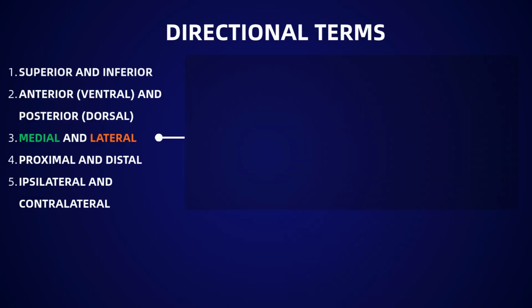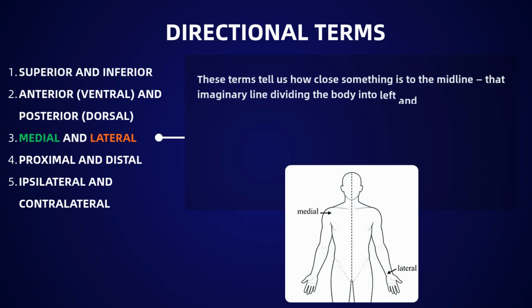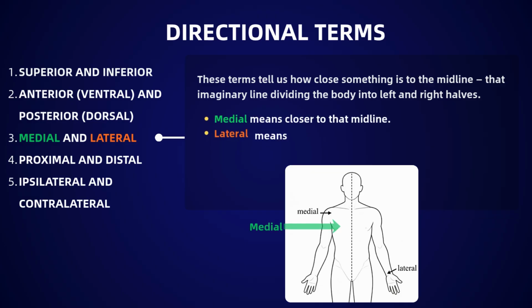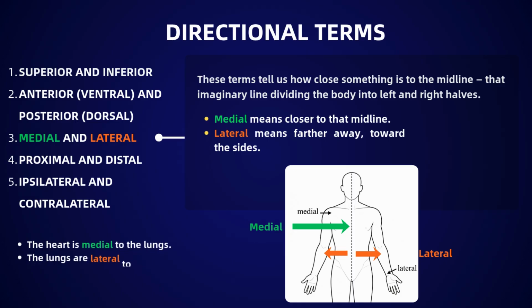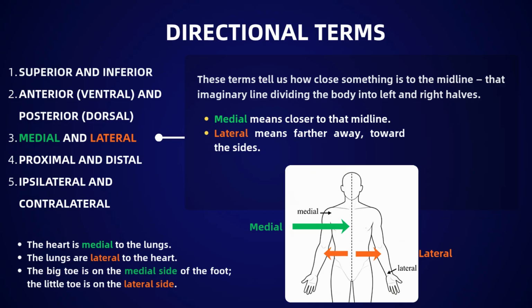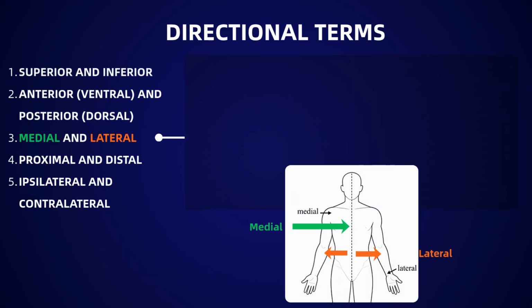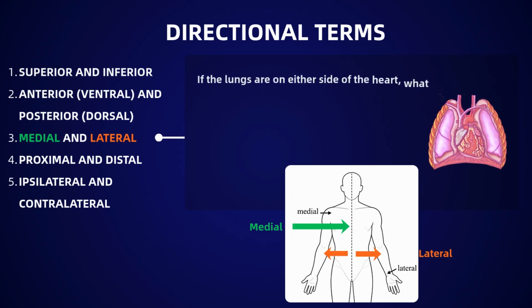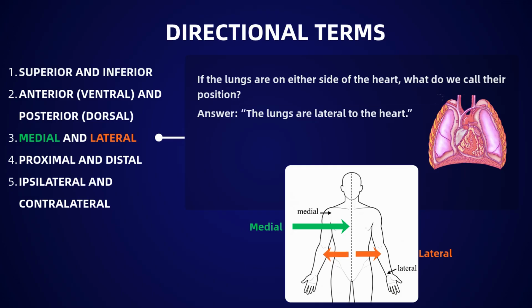Now let's talk about the terms medial and lateral. These terms tell us how close something is to the midline. You know midline? The imaginary line dividing the body into left and right halves. Medial means closer to the midline, whereas lateral means away from the midline towards the sides. Example, the heart is medial to the lungs. The lungs are lateral to the heart. The big toe is on the medial side of the foot. The little toe is on the lateral side. Let me ask you a question. If the lungs are on either side of the heart, what do we call their position? Simple. The lungs are lateral to the heart.